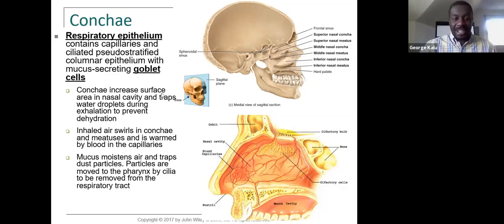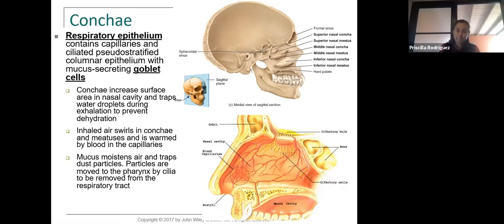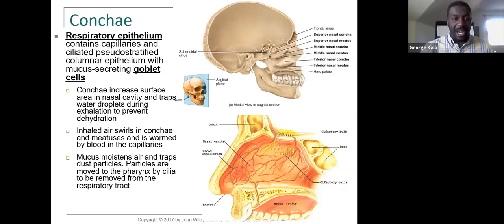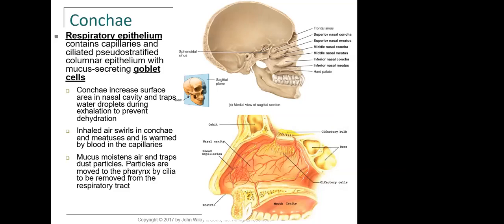Do these 3 functions make sense? Do they kind of show you the importance of what's going on with the respiratory epithelium? Okay. Yes. Cool. All right. Any questions so far? I have one.